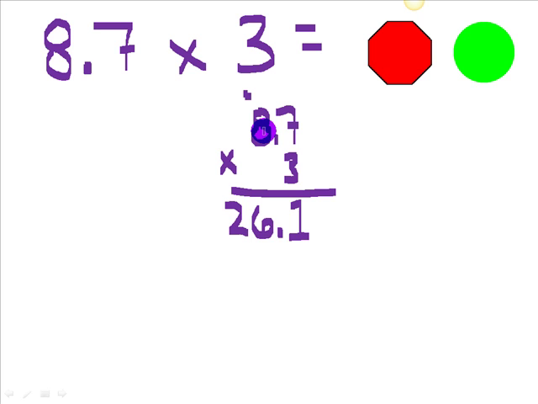And then I think about it. Well, 3 times 8, if I was just dealing with 3 times 8, that would be 24. But this is almost 9, so 3 times 9 would be 27. So the answer that I should get is somewhere between 24 and 27. And it turns out 26.1 is between 24 and 27.